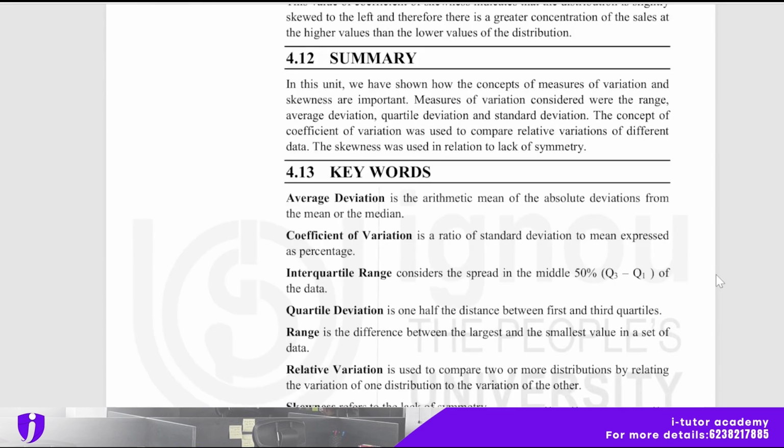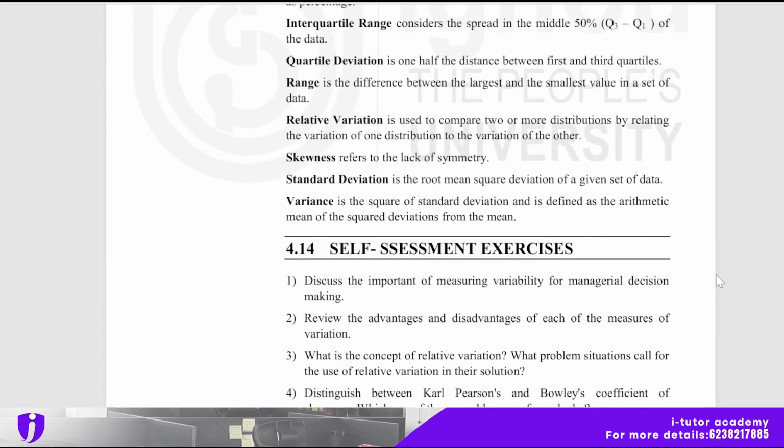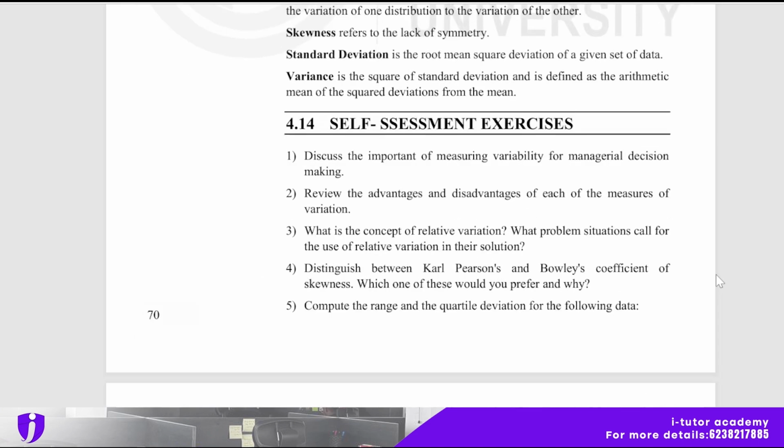So keywords are here from this unit, and the self-assessment exercise is also here. Discuss the importance of measuring variability for managerial decision making. Second, review the advantages and disadvantages of each of the measures of variation, which we already discussed. What is the concept of relative variation, and what problem situations call for the use of relative variation in their solution? Distinguish between Karl Pearson and Bowley's coefficients of skewness. Which one of these would you prefer and why?